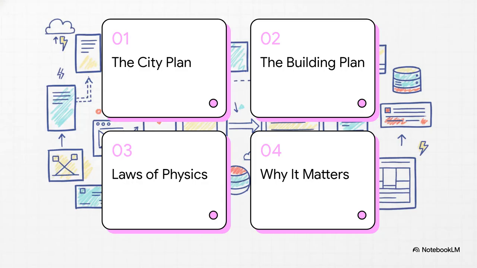We're going to start with the big picture, what I'm calling the city plan, which is all about how the physical computers are laid out. Then we'll zoom right into the building plan to see how the software itself is structured. After that, we'll get down to the nitty-gritty, the laws of physics, the fundamental rules that govern everything. And finally, we'll wrap it all up and see why any of this matters to you.